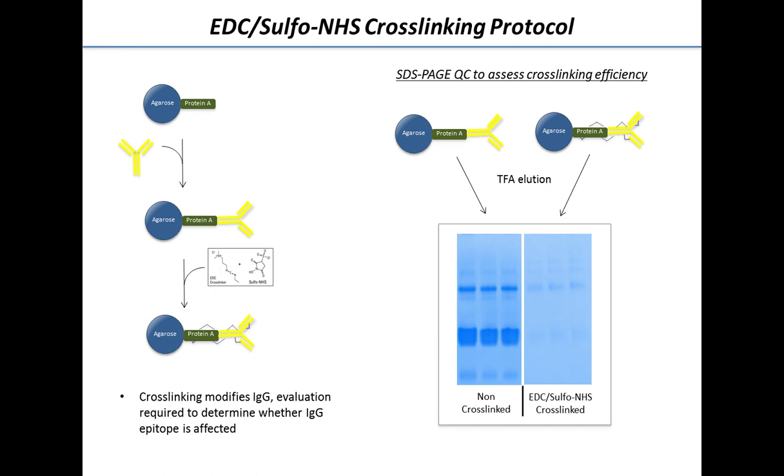What I'm showing you here is the EDC sulfo NHS cross-linking protocol that we used to cross-link our antibody onto the resin. So first, we incubated our protein A resin with the antibody, then washed away all the unbound antibody, and then incubated with our EDC sulfo NHS reagents. What I want to point out here is that with cross-linking, our antibody as well as protein A are modified, and we really need to evaluate whether or not our antibody epitope is affected by introducing this cross-linking.